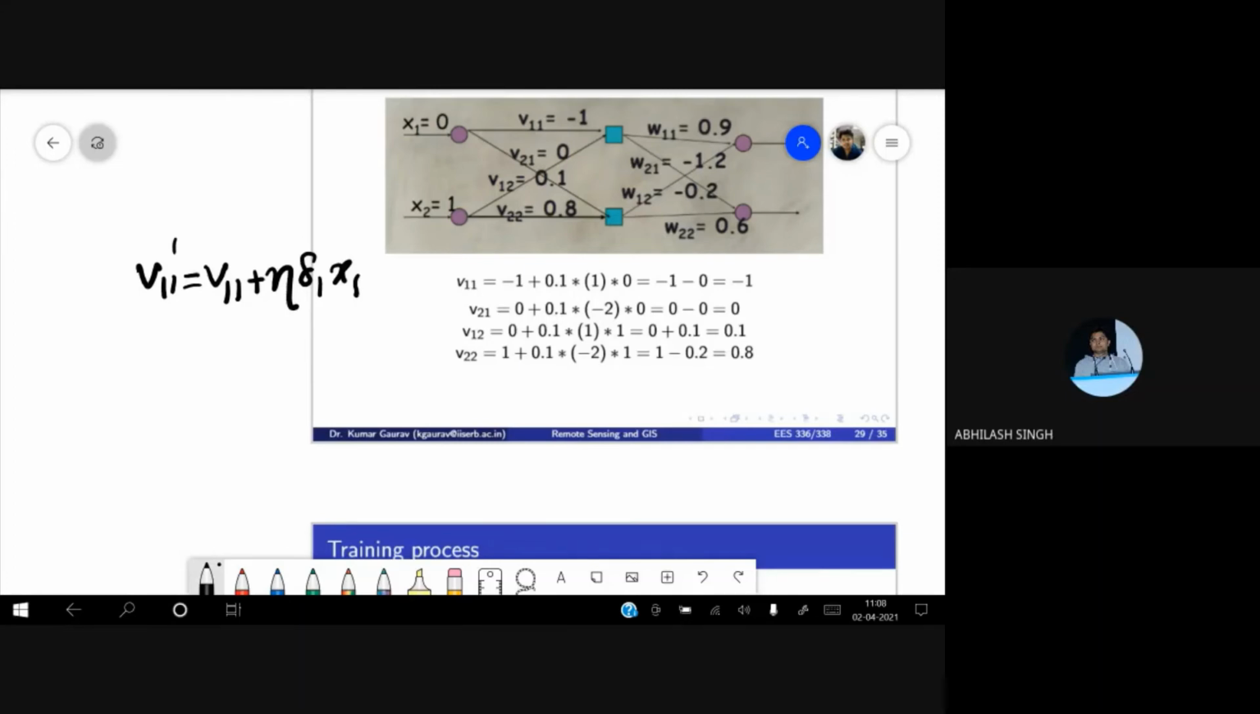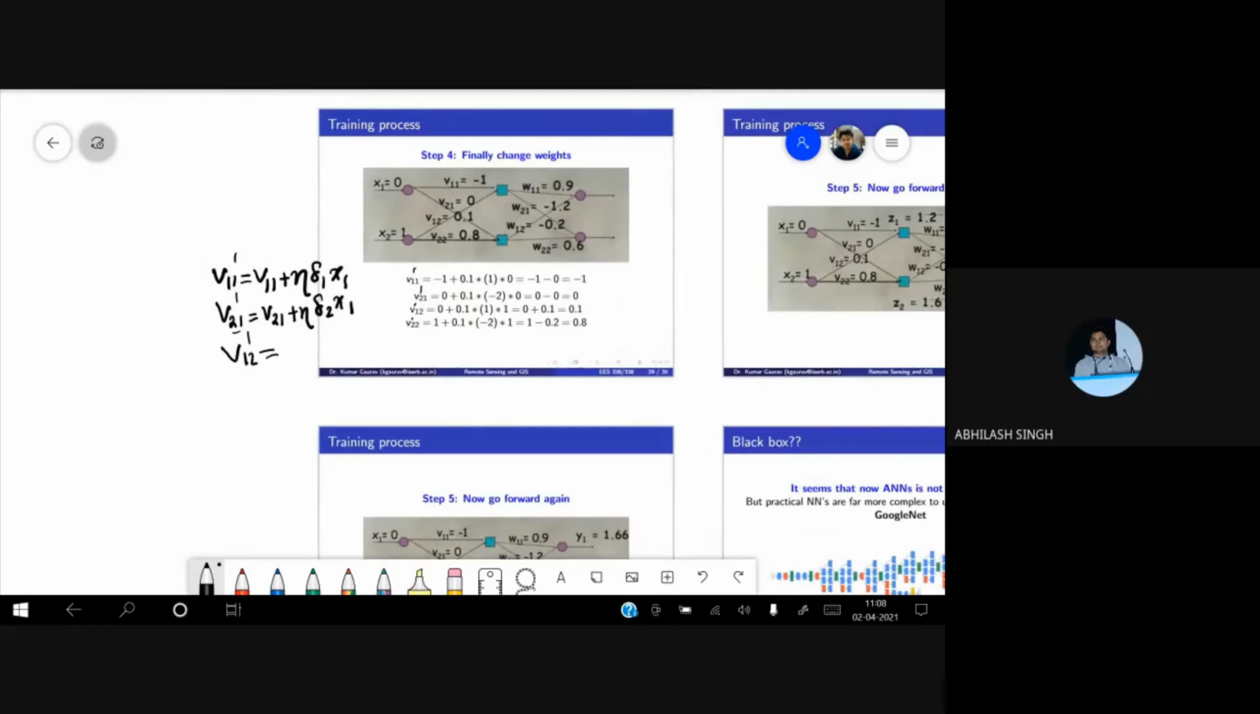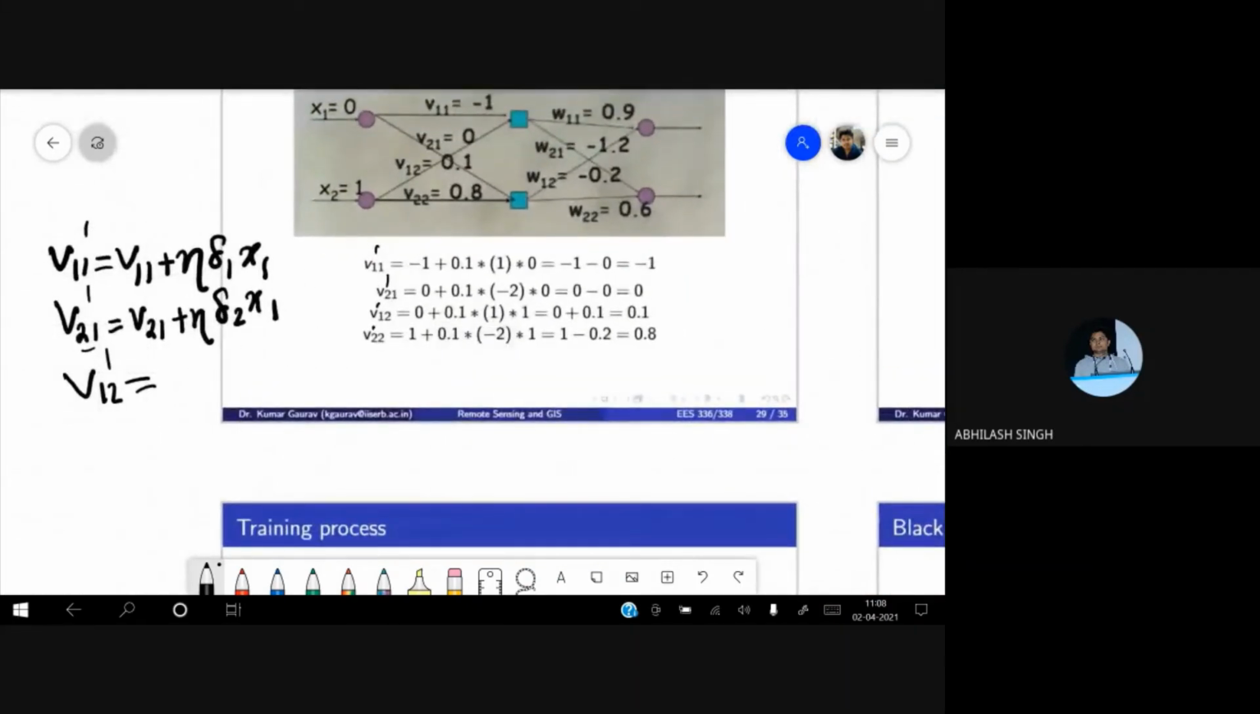In the previous case, we are taking the value z1 here, and since it is from the input layer, we will put x1. And similarly, for v21, we will have initial value of v21 plus learning rate delta 2 x1. And for v12, the updated value will be v12 plus learning rate delta 1 x2. And similarly, v22 will be initial value of v22 plus eta delta 2 x2.